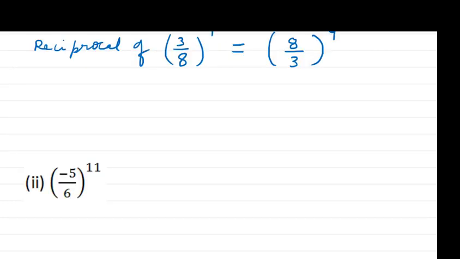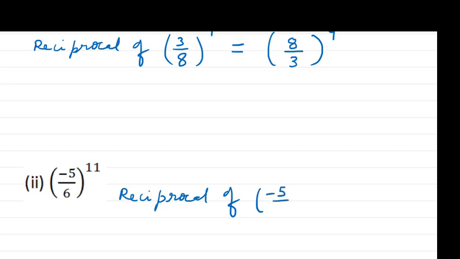Now let's see the next one, which is minus 5 by 6 to the power 11. Again we have to find the same thing, that is the reciprocal. So the reciprocal of minus 5 by 6 to the power 11 will be how much? You just have to write the reciprocal of this fraction, minus 5 by 6. So it will be minus 6 by 5, to the power 11. So this is the reciprocal of minus 5 by 6 to the power 11.